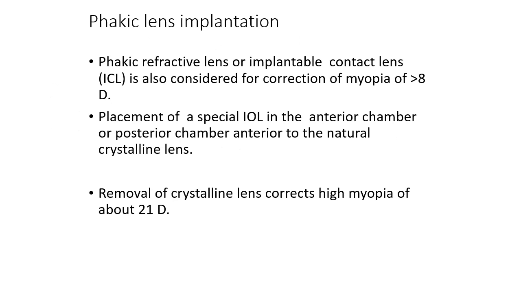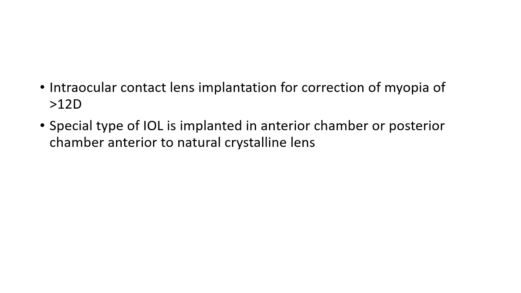Then there is another surgical procedure for myopia, that is phakic lens implantation. This is called a phakic refractive lens or implantable contact lens. It is for the correction of myopia of more than 8 diopters. There is placement of a special intraocular lens in the anterior chamber or posterior chamber, anterior to the natural crystalline lens. So it is in front of the natural crystalline lens. The natural crystalline lens is not disturbed, it is not removed. This is called phakic lens implantation. Intraocular contact lens implantation for correction of myopia of more than 12.